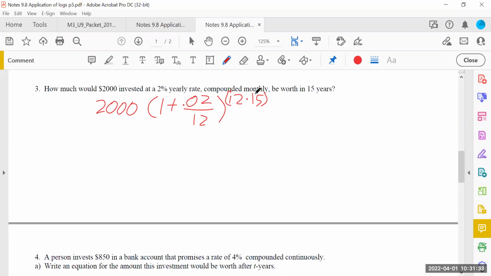Go ahead and try it. Your answer should be reasonable. If you get 2 million, something went wrong. If you get negative $5, something went wrong.